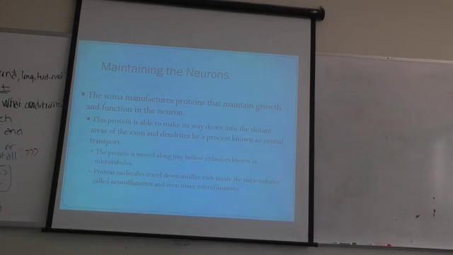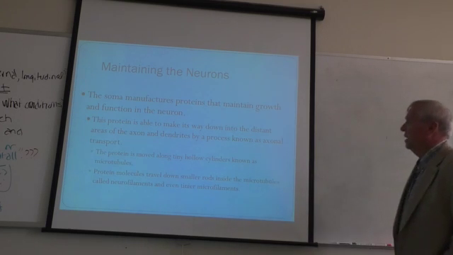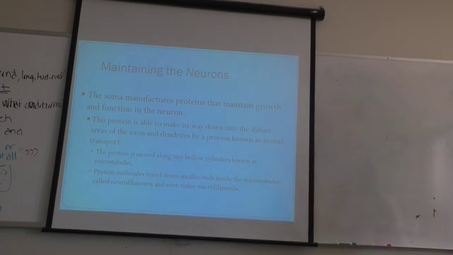The soma manufactures proteins that maintain growth and function in the neuron. This protein is able to make its way down into the distant areas of the axon and dendrites by a process known as axonal transport.